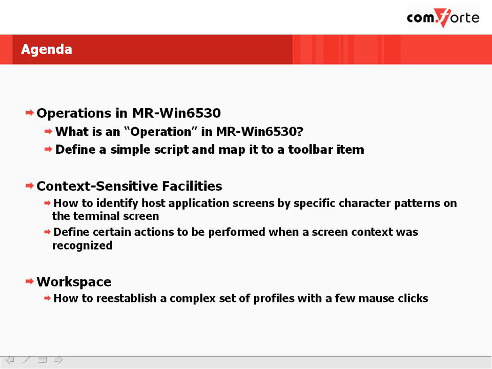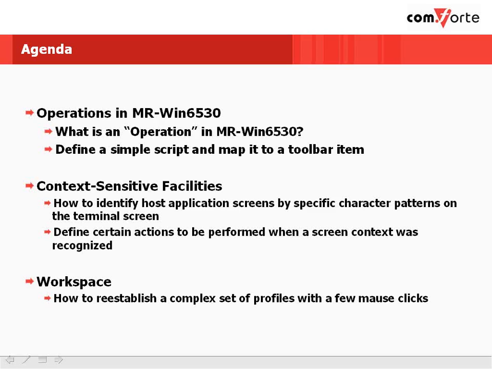Agenda of this webinar. This webinar consists basically of three parts. In the first part, we will be talking about the operations in MR-Win6530. What is an operation? And we will also define a simple script, which is a kind of operation in MR-Win6530. And we will map this script to a toolbar item so that the script gets run whenever you click on the toolbar item.